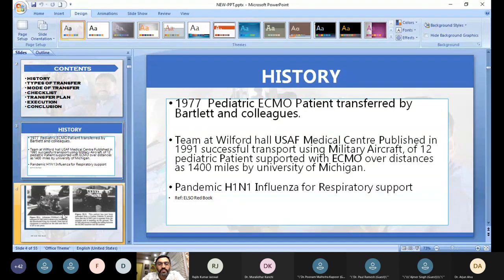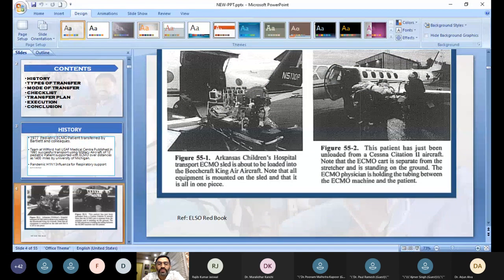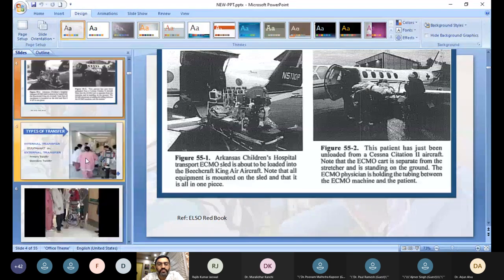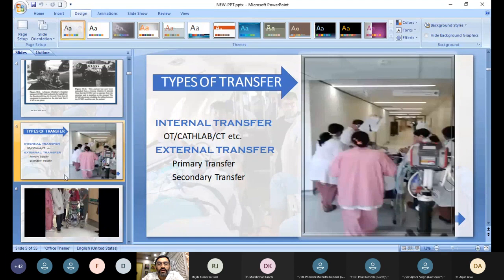Next slide. These are the 2 pictures. The first one used a Beechcraft King Air aircraft. The second one is a Citation 2 jet airline.